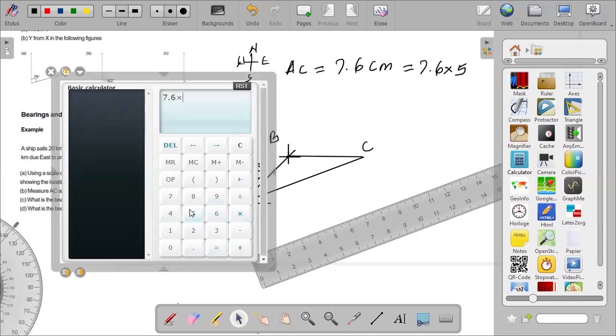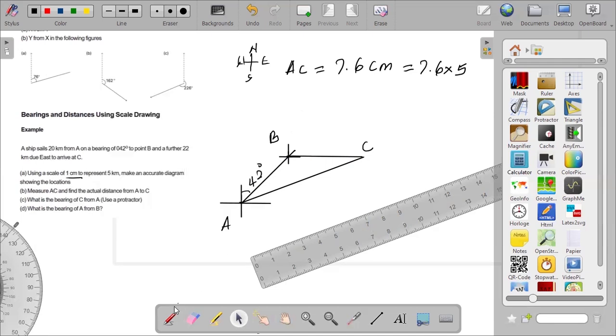7.6 multiplied by 5. That is 38 kilometers. Then next question B. A is the diagram itself, so B is the AC, which we have just done. Then question 6. What is the bearing of C from A?